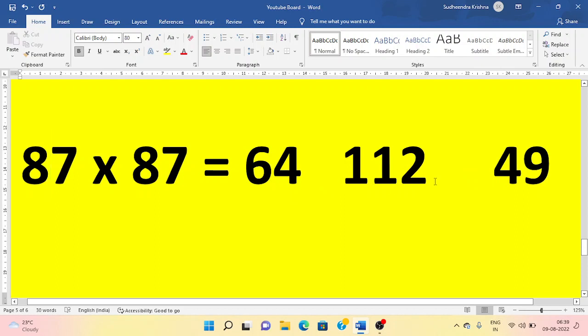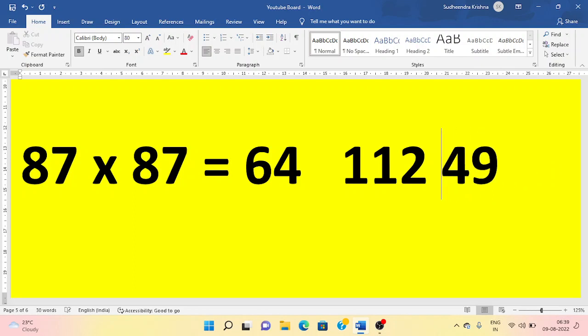Now if you see on the right side we have 49. But 49 is a 2-digit number. You cannot take a 2-digit number. So what I'll do is out of 49, I'll take 9 and I'll carry over 4 to the left number. So on the left side of 9, I already have 112. 112 plus 4 will give you 116.